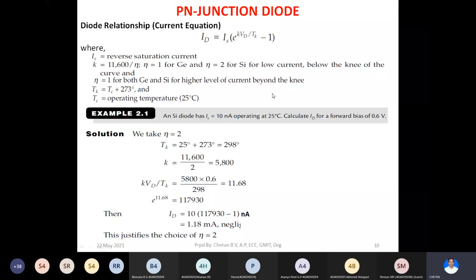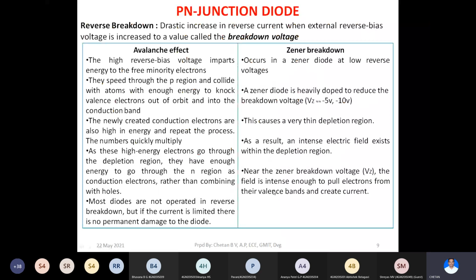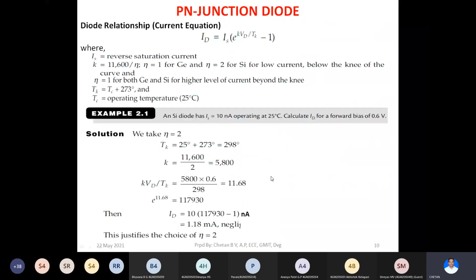You have to calculate the different value of current ID for different Vd values, and you can plot this on your graph sheet. So this equation exactly models the characteristic. In this equation, IS, as I already told, is a reverse saturation current. Then k is called as Boltzmann constant, and in this equation it is approximated to be 11,600 divided by eta. So eta is a constant which will be 1 for germanium diode and 2 for silicon diode for low current, that is below the knee curve.